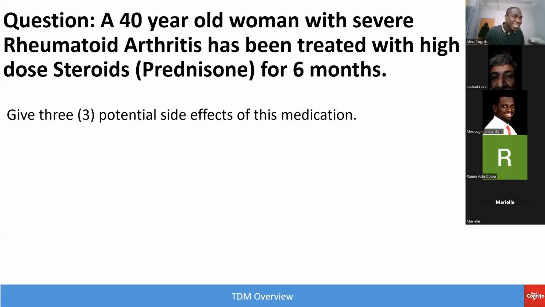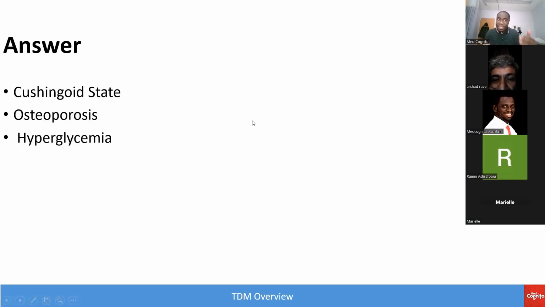Osteoporosis. Let's go. Osteoporosis. Sure. And cataract. Okay. Hypertension. Psychosis. Glucose intolerance. Beautiful. And hypernatremia also, or hypokalemia. And then easy bruising. Yes. You talked about cataract. What else? Truncal obesity, easy bruising, poor handling of glucose, right? So gastritis. So you have Cushingoid states, osteoporosis, hyperglycemia, a lot of answers.